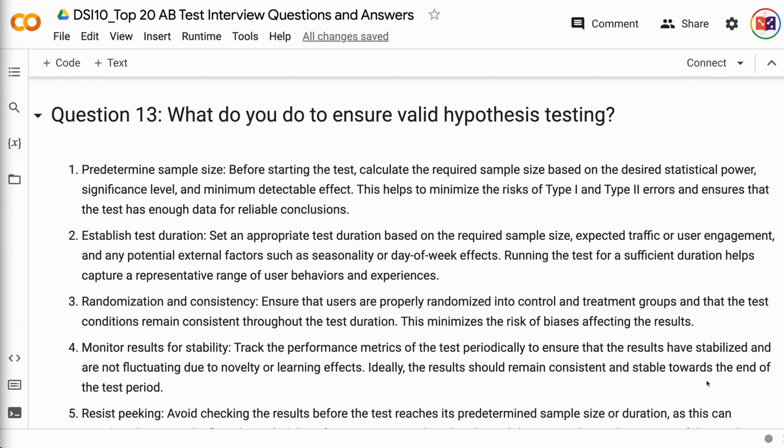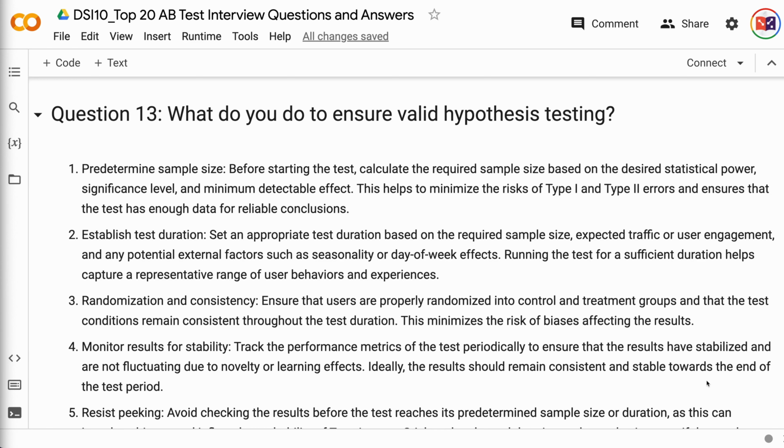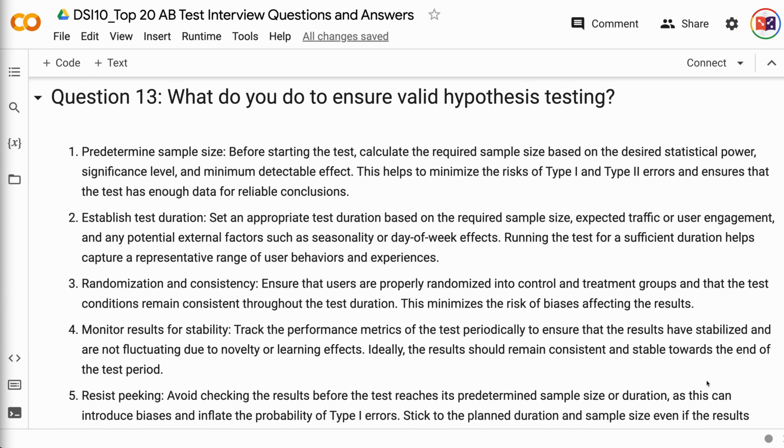This helps to minimize the risks of type 1 and type 2 errors and ensures that the test has enough data for reliable conclusions. 2. Establish test duration. Set an appropriate test duration based on the required sample size, expected traffic or user engagement, and any potential external factors such as seasonality or day-of-week effects. Running the test for a sufficient duration helps capture a representative range of user behaviors and experiences.